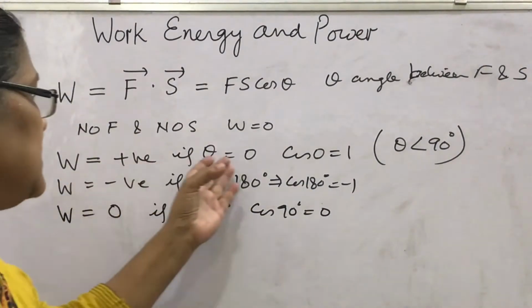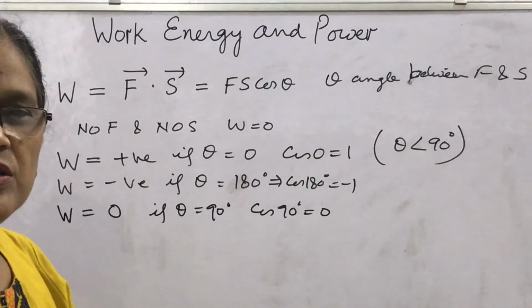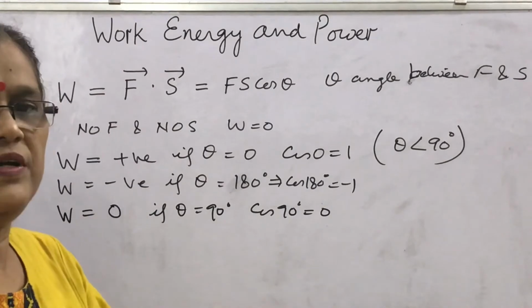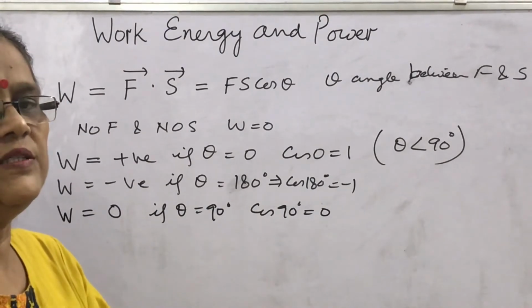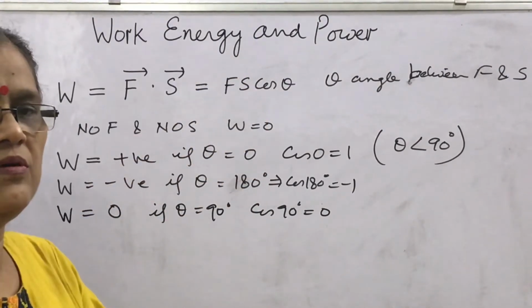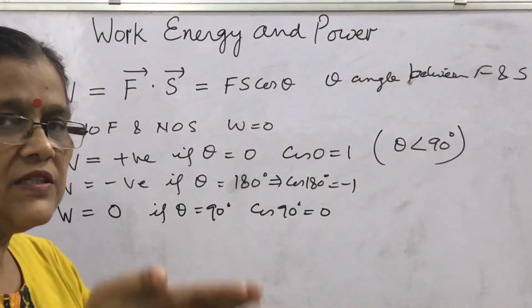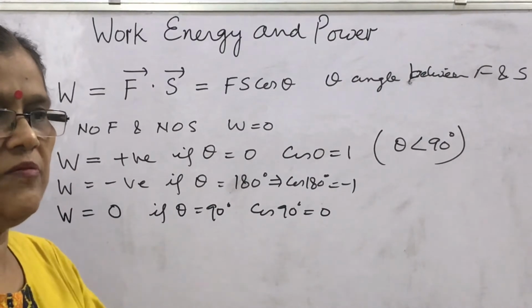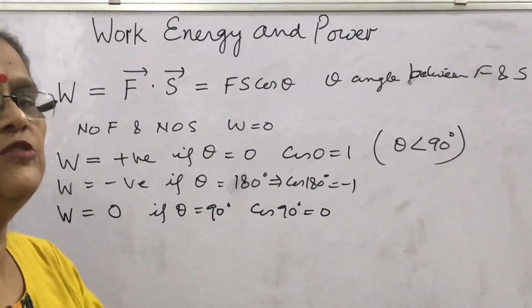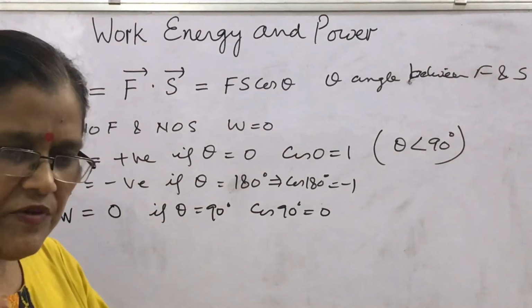What examples can you give for these positive, negative and zero work done? There is a cylinder fitted with a piston, and gas is filled in it, compressed. Now if the gas starts expanding, then the piston is coming up. Who is doing work? Gas. So if the gas in the cylinder fitted with a piston is expanding, then work is positive. The gas is pushing the piston, so force and displacement both are in the same direction. So in this way we can give examples.